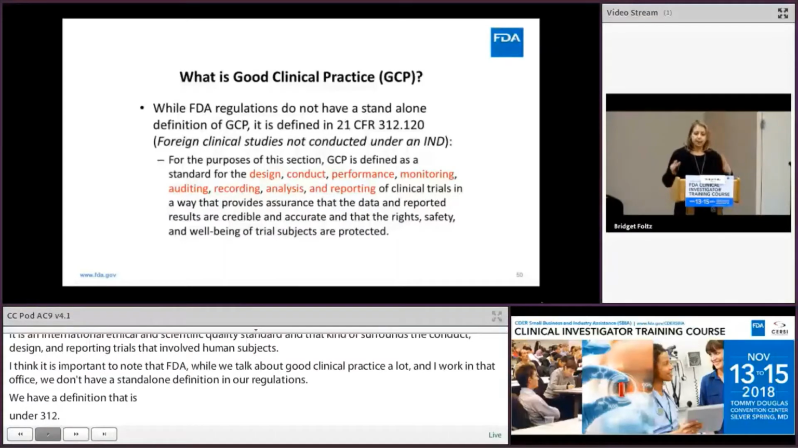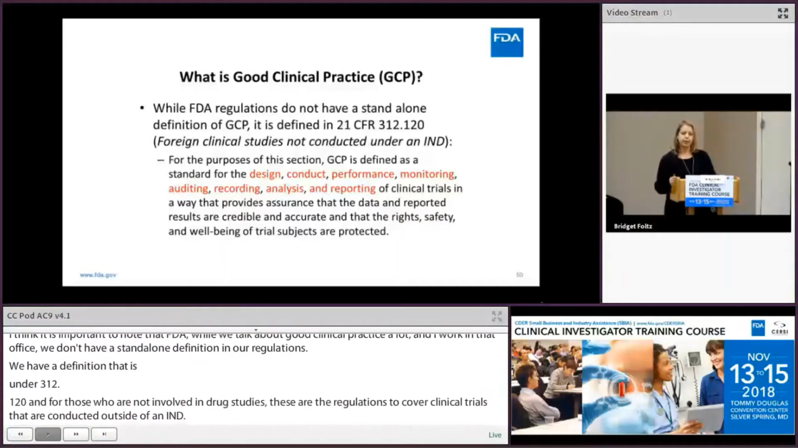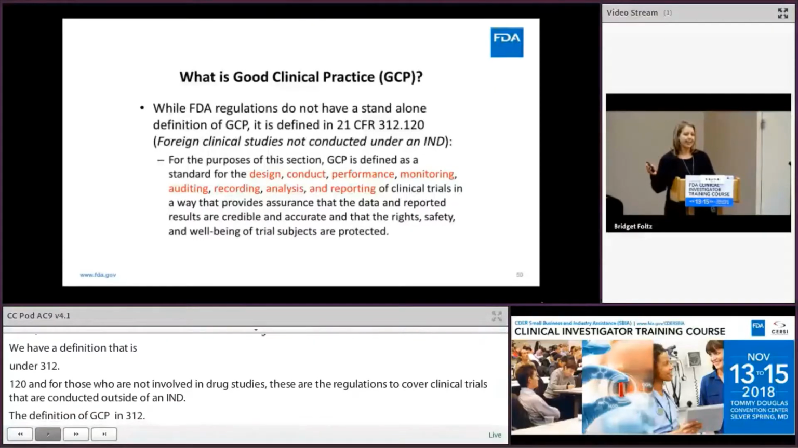So the definition of GCP in 312.120, again, is the design, conduct, performance, monitoring, auditing, recording, analysis, and reporting of clinical trials in a way that provides assurance that the data and reported results are credible and accurate, that's one. And then two, that the rights, safety, and well-being of trial subjects are protected. So you've got two items of importance there.